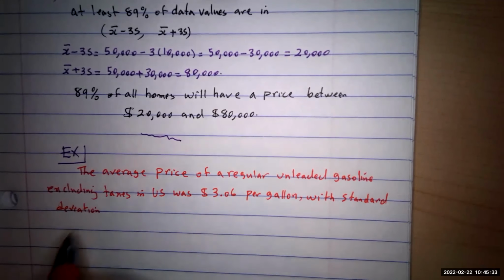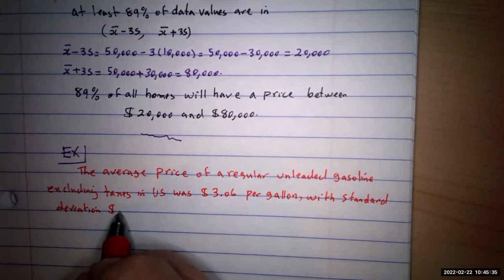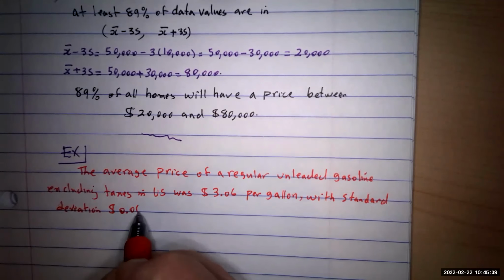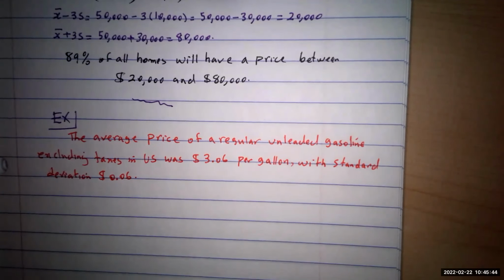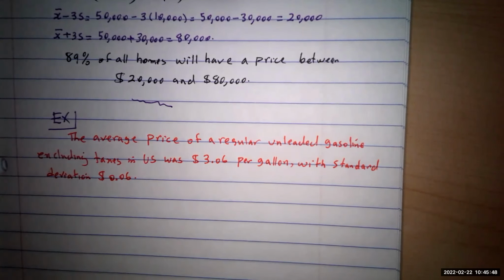Okay, standard deviation of 6 cents. Okay, that's it, 0.06. So that's the situation we have. We have the X bar 3.06 and the S of 0.06.